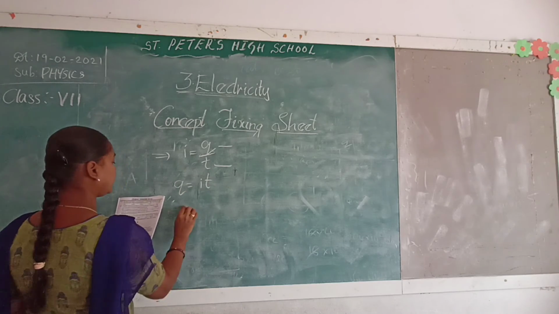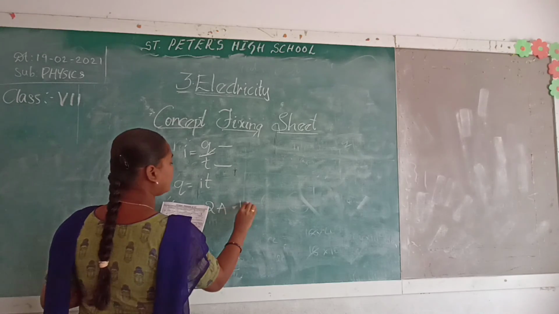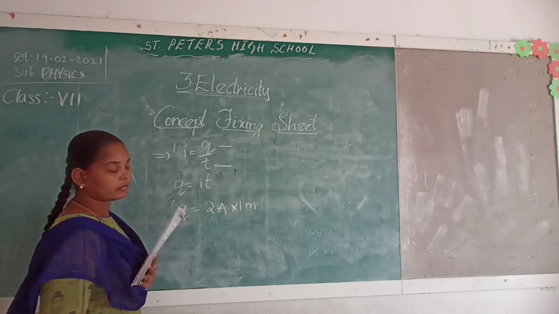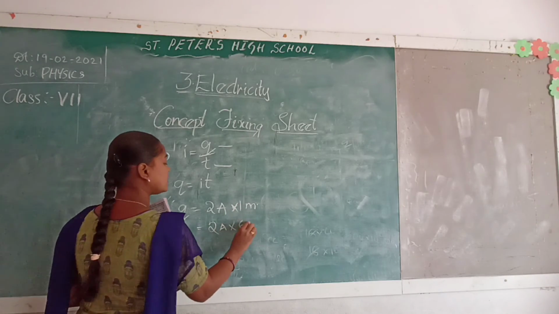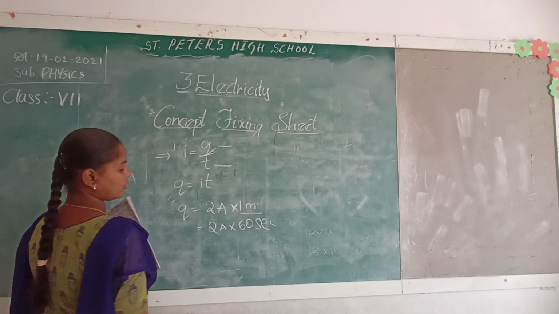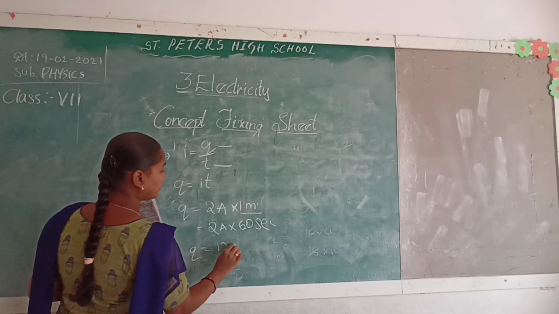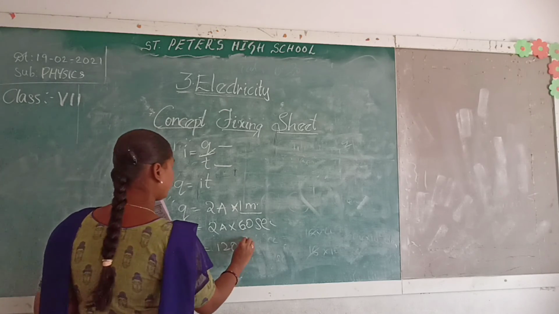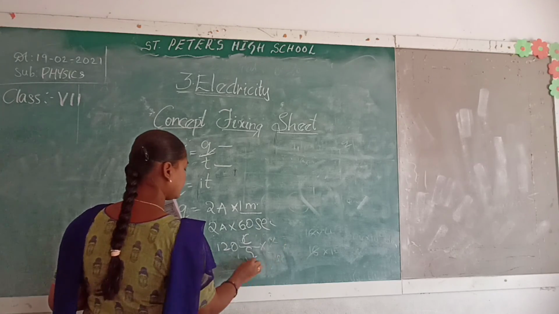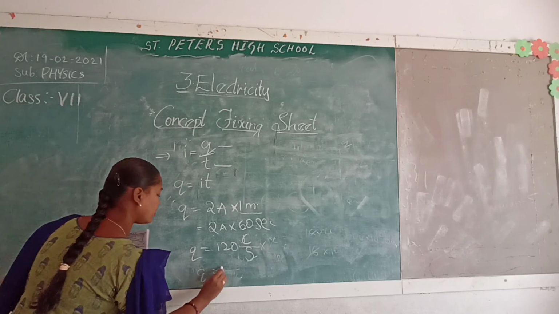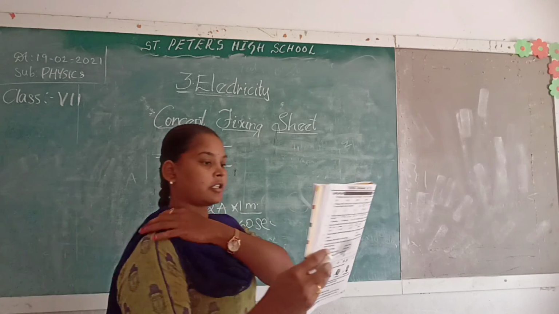So Q is I into T. The I value, that means current, is 2 amperes and time is 1 minute. So minutes cannot be used, minutes are not the unit of time in this formula. So 2 amperes into 60 seconds. We can write 1 minute as 60 seconds. 60 into 2 is 120. Ampere is coulomb per second, into seconds. Seconds get cancelled. So charge is equal to 120 coulombs. Okay. Next.